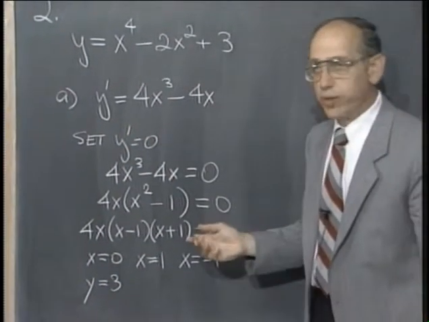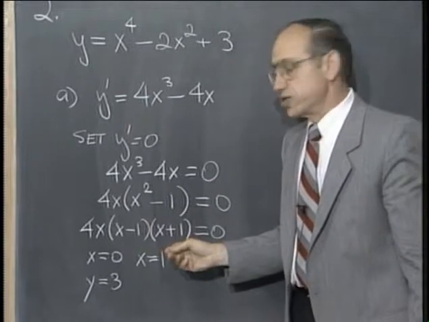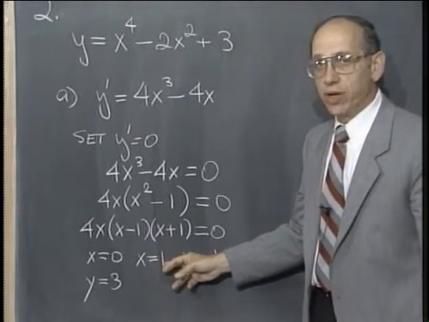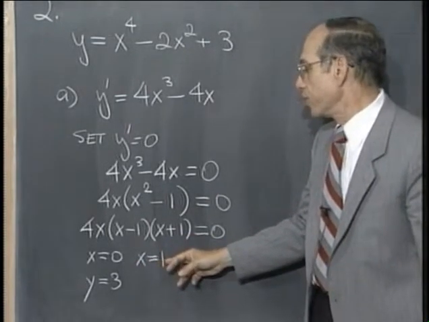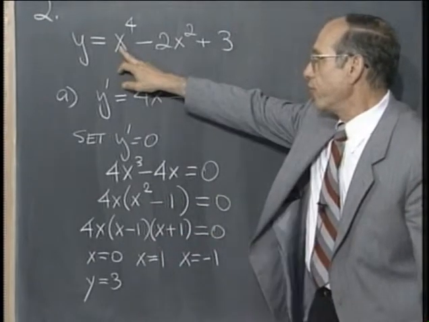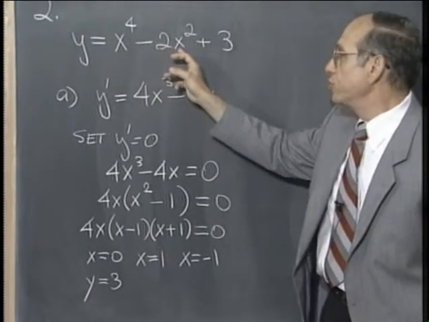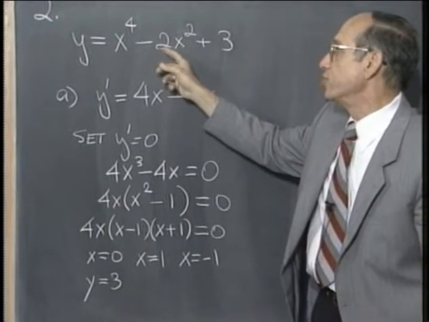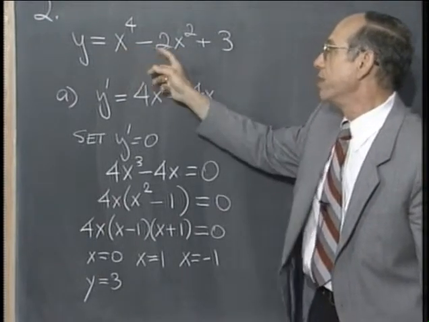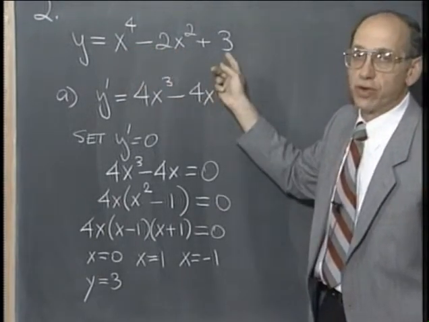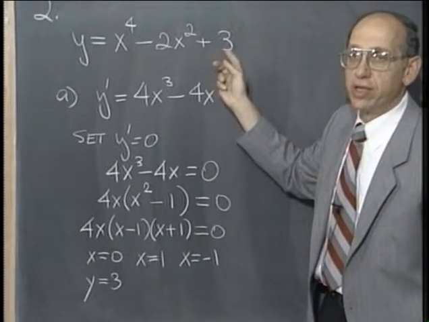Our first critical point is (0, 3). Let's try the second one. We substitute x equal to 1. Fortunately, 1 is easy to work with, so we can work that out also. 1 to the 4th is 1. Minus 2 times 1 squared, well, that's again 2 times 1. So this is 1 minus 2 plus 3. 1 minus 2 plus 3 is 2.